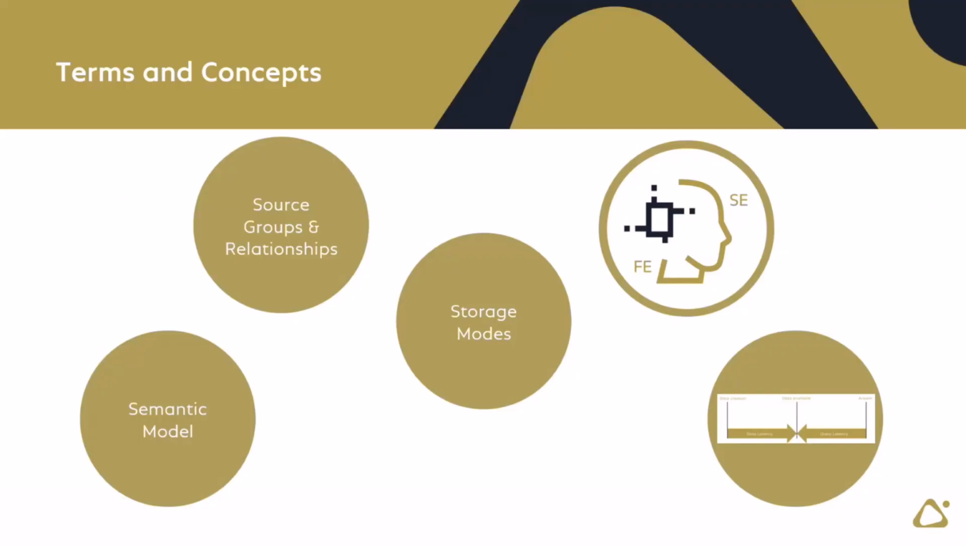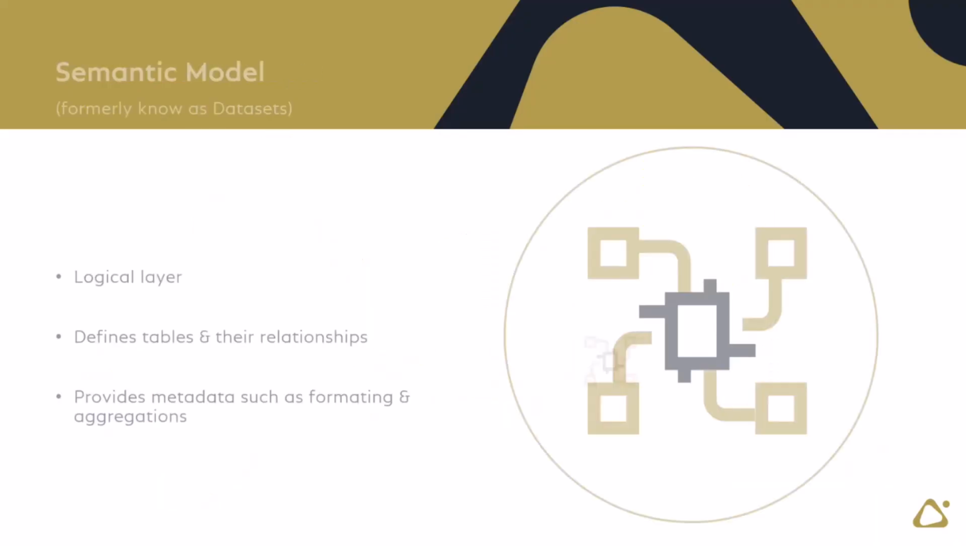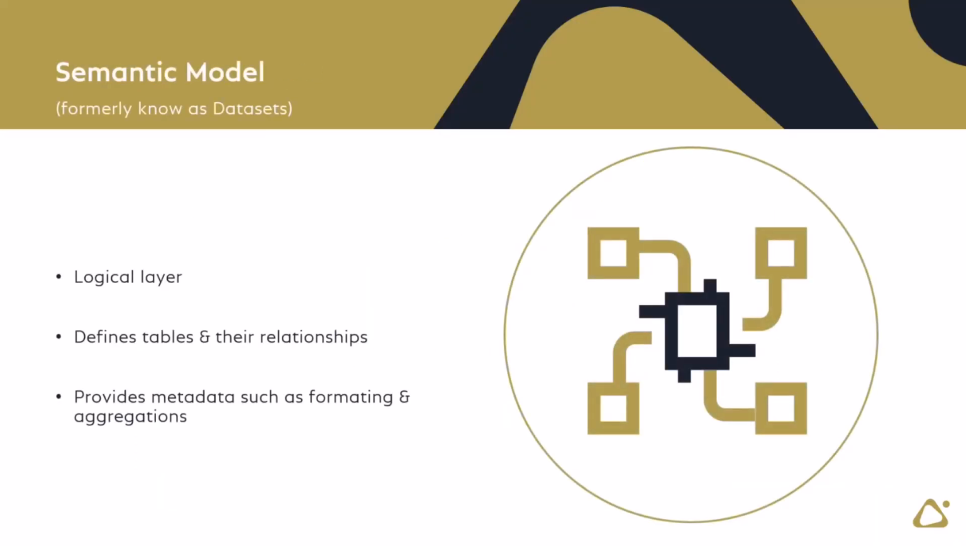Now let's focus more on the structure and start with the layer where it all comes together, the semantic model. A semantic model is the logical layer between your raw data and your reports. It gives us a business-friendly view of the data. It defines which tables are in the model, how they are related to each other, and which measures, hierarchies, and even formats are defined within the model. Somehow you can think of it as a container that holds everything together.